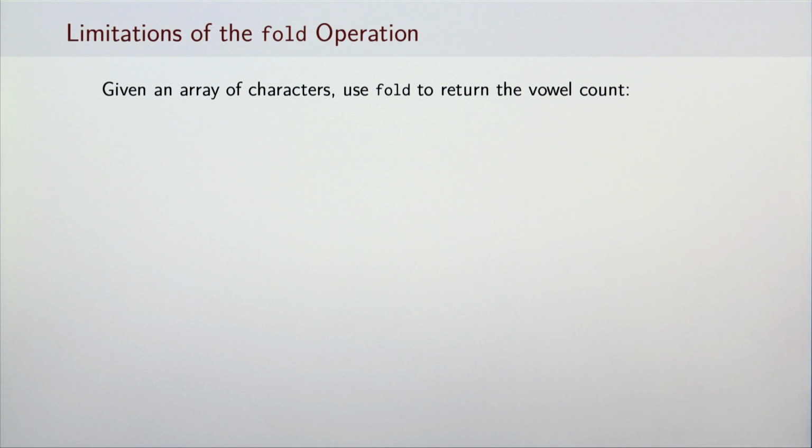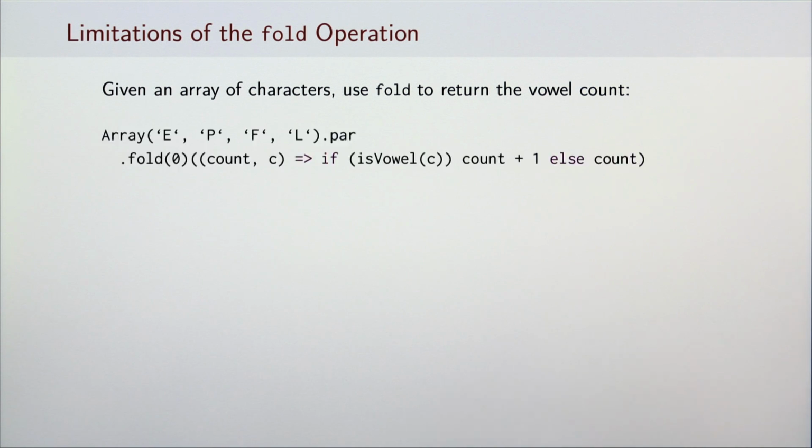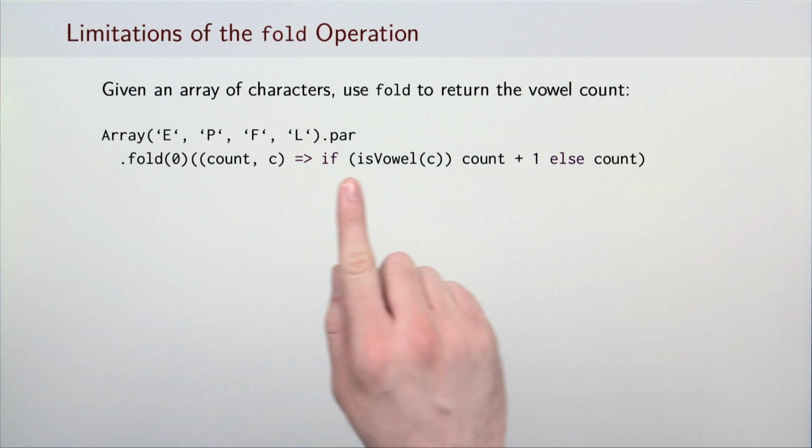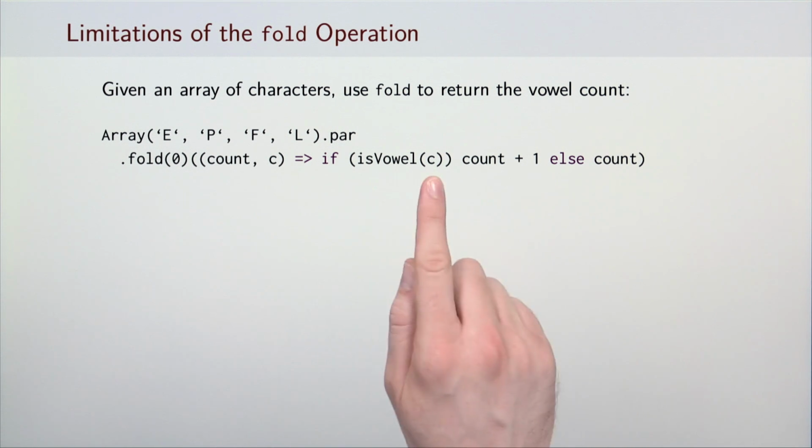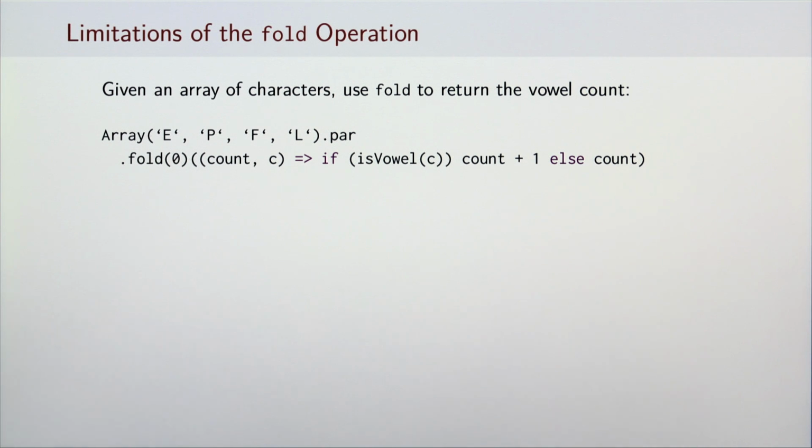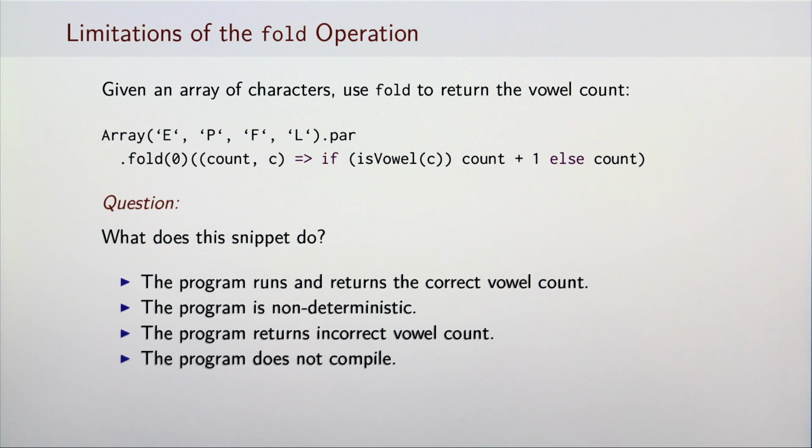Let's consider another problem. We want to use fold to count the number of vowels in an array of characters. We could do it like this. Since we are supposed to return a number of vowels, we set the neutral element to 0. We then set the folding operator to increase the count by 1 if the character is a vowel and not increase it otherwise. So here's a quiz for you. What does this snippet do? The first option is that the program runs correctly and returns the correct vowel count. Then, the program could be non-deterministic, in the sense that it returns different values on different runs. It's possible that the program also returns an incorrect vowel count. And finally, this program may not even compile. So take a couple of seconds and think about it.